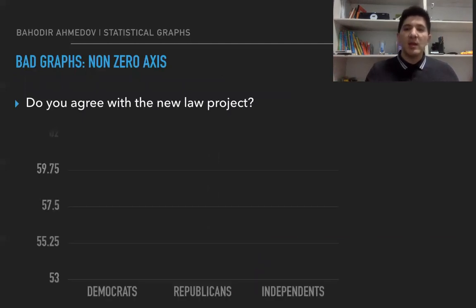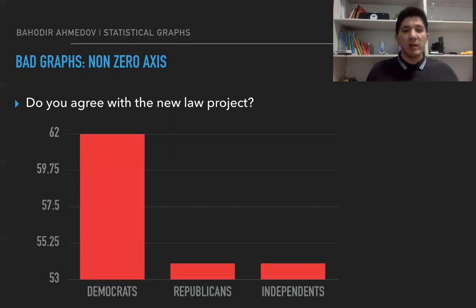So I've got this data, and I asked this program to draw it for me, and this is the result. Basically, it tells me that 62% of the Democrats agree with the new law project, 54% of the Republicans agree, and 54% of the independents agree with the new law project. If I look at this graph, which is automatically generated by this program, it looks to me like the percentage of Democrats is much higher than the percentage of Republicans. But if I look at the numbers, they are not so different, right?